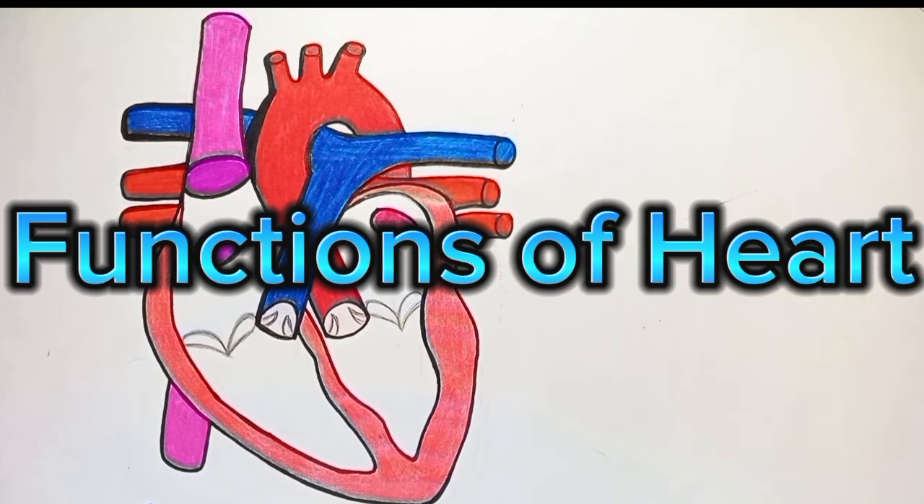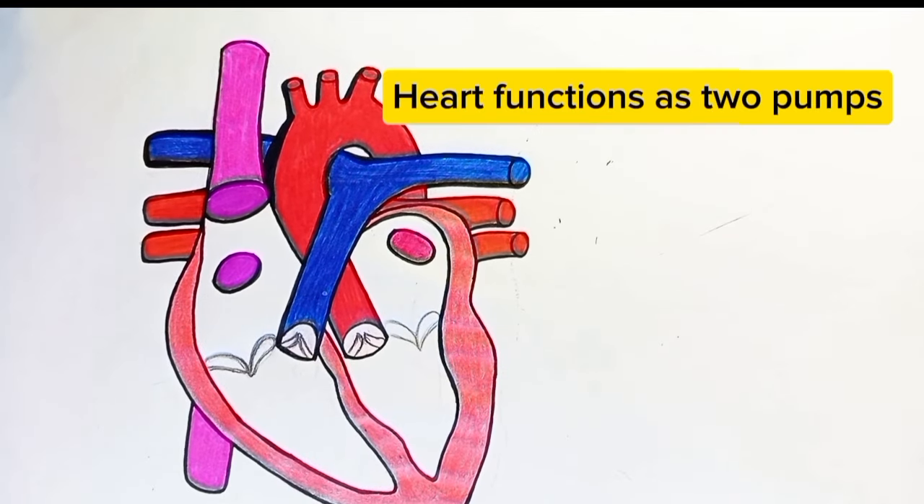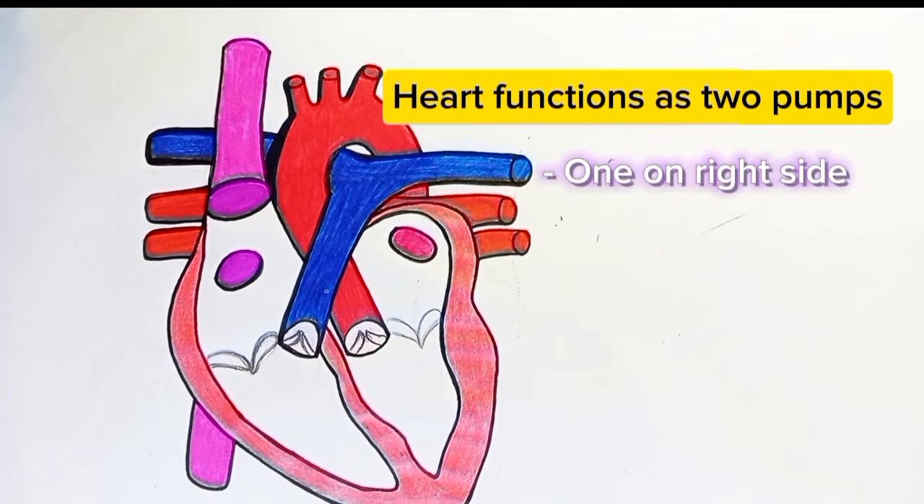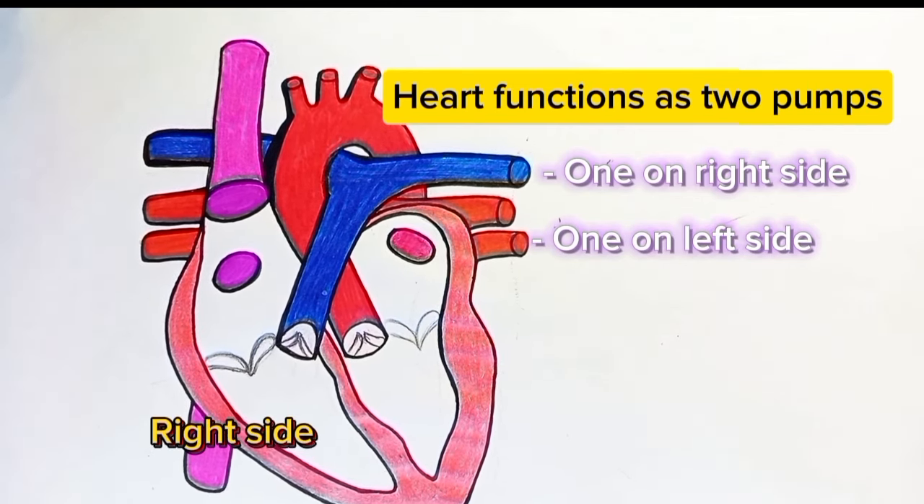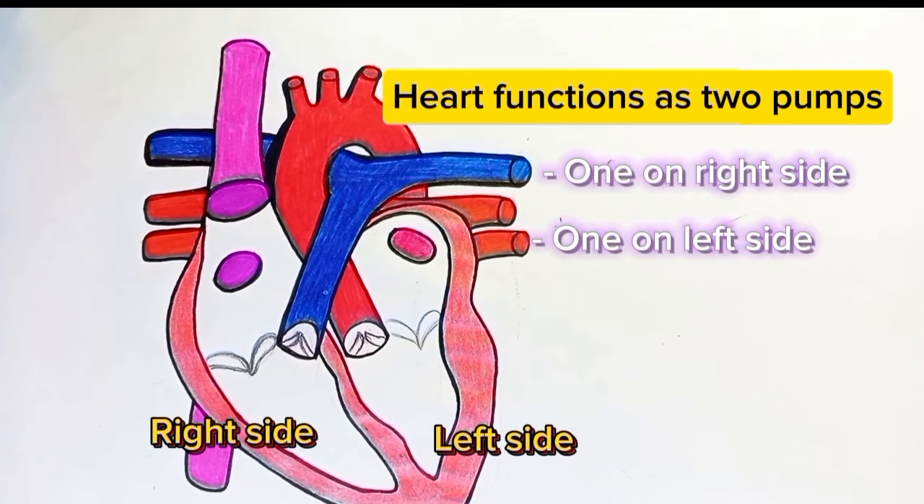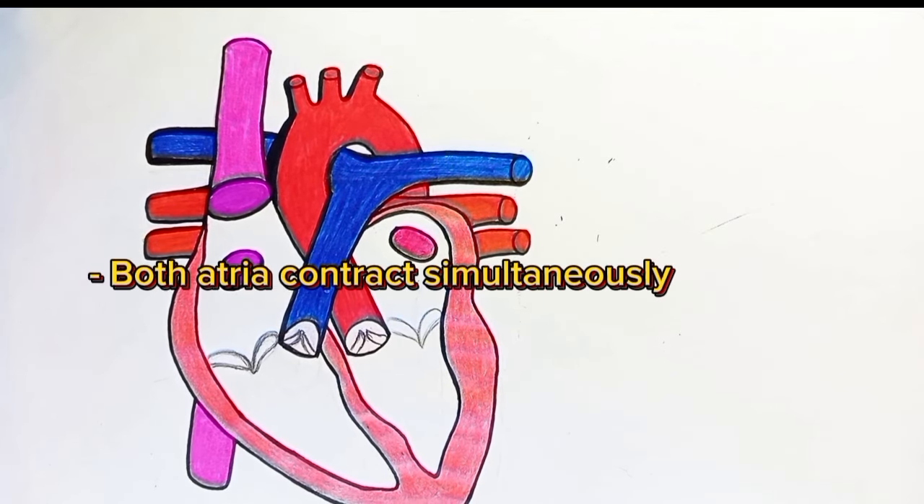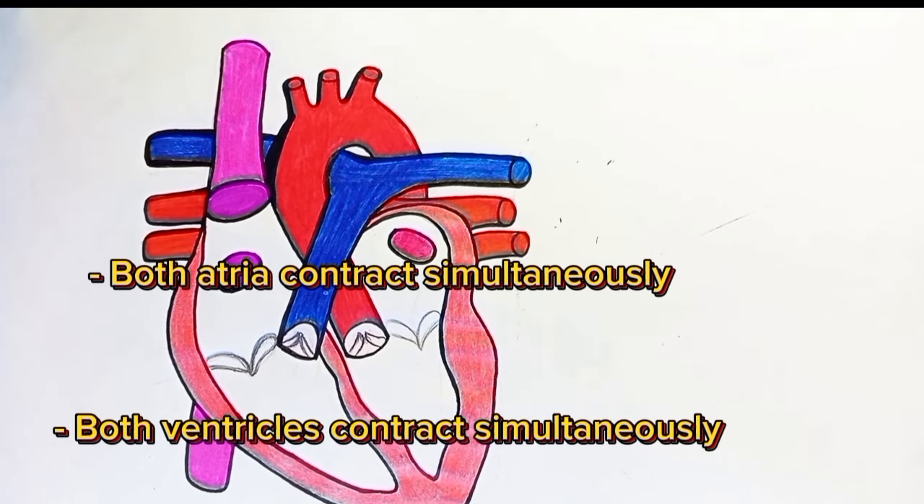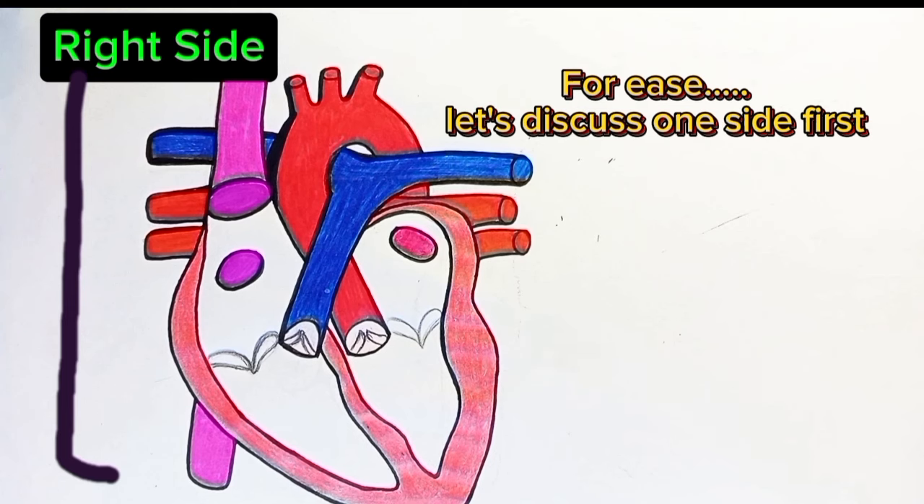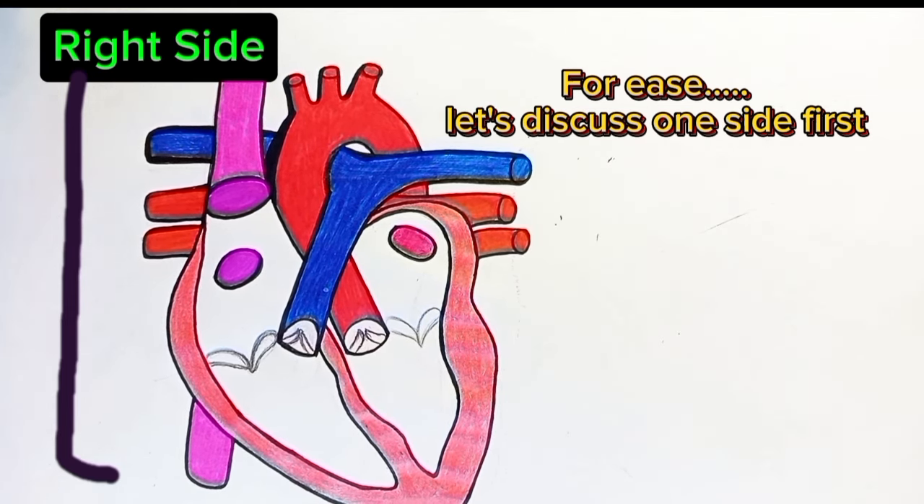Functions of the heart. The heart functions as two pumps, one on the right side and one on the left side. This is the right side of the heart and this is the left side of the heart. The two atria contract simultaneously. The two ventricles contract simultaneously. But for our ease, let's discuss the right side of the heart at first.